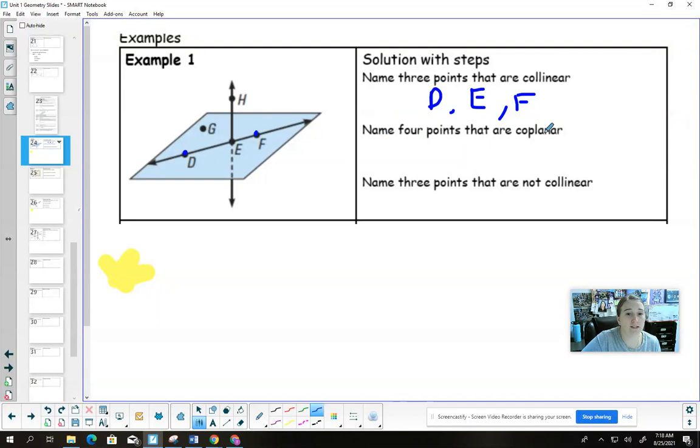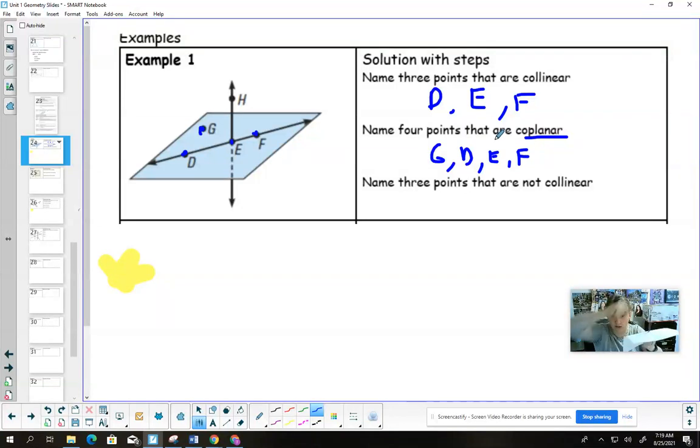Next thing here says name 4 points that are coplanar. So again, co means together with. Coplanar means on the same plane. Again, how we show this is if the point is drawn in the box, it's considered to be on the plane. So again, that would be like me drawing dots on this paper versus having a dot up here in the air. So there are only 4 points here that are drawn inside the box. What are they? G, D, E, and F. G, D, E, and F are all drawn inside the box.